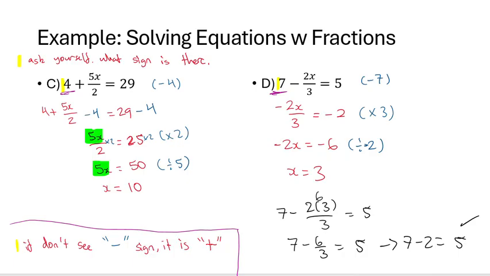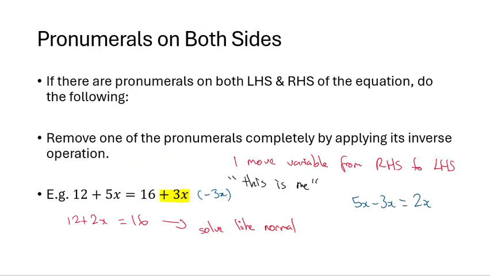So in part D, I can see that's positive 7. So I'm going to subtract 7 on both sides. Now 5 minus 7 ends up being negative 2 on the right hand side. Then the following step was I multiplied both sides by the 3 because that was in the denominator. Just like that. Now negative 2 times 3 is negative 6. And then on the left hand side, I'm just left with negative 2x. Then I divided it by negative 2. Okay. So yeah, that's all you got to do.